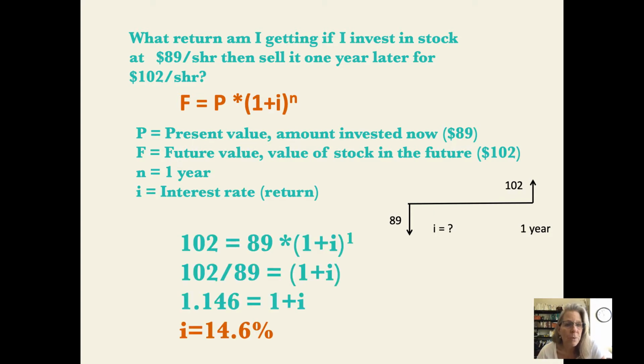So I can just do algebra with the equation up there and solve for i, and in this case, it is a 14.6% return, which is pretty good. That's better than a bank. So if this year, that's the kind of return we got, 14.6%.